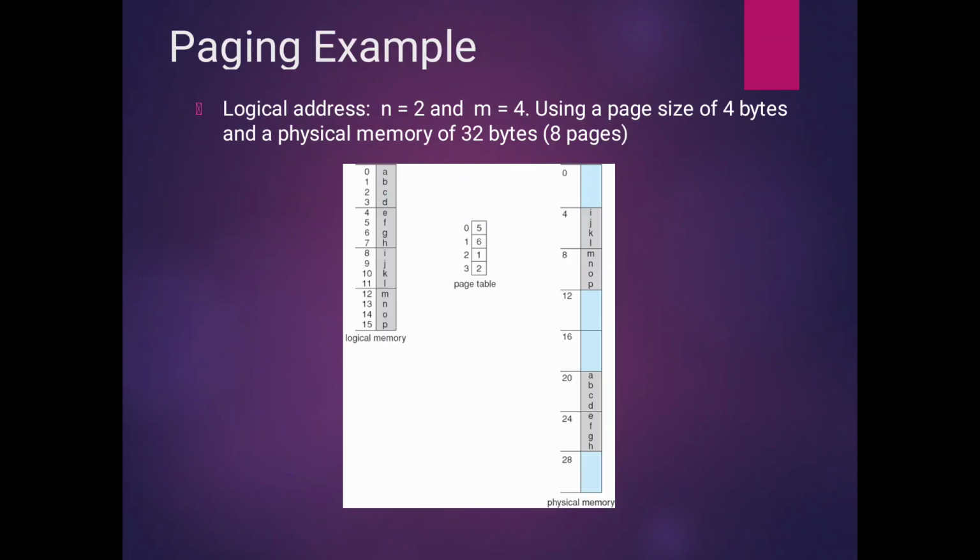Then the paging example: the logical address n is equal to 2 and m is equal to 4, using a page size of 4 bytes and a physical memory of 32 bytes, that is 8 pages. So consider this logical memory. The logical memory is 0 to 15. Then the page table is 0 to 3 with the corresponding frame values 5, 6, 1, 4. In the physical memory, the corresponding frame is indicated for the page value.